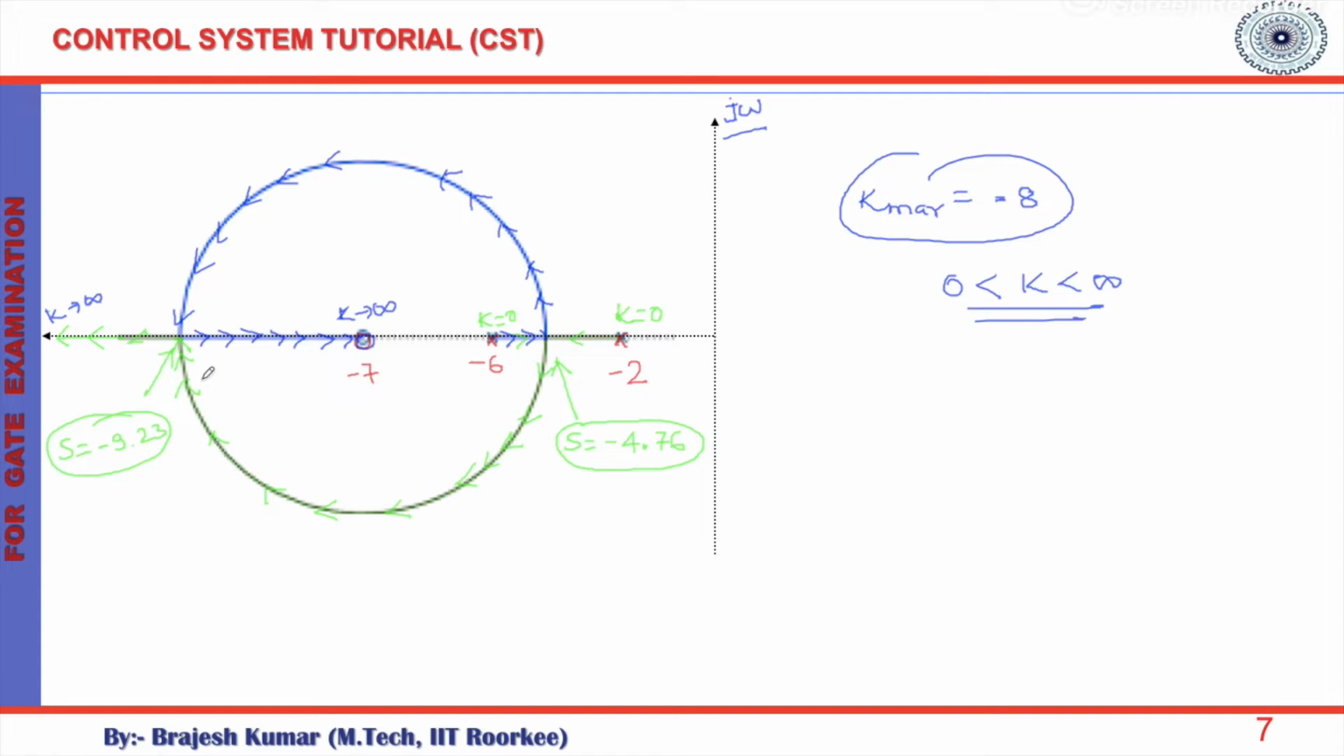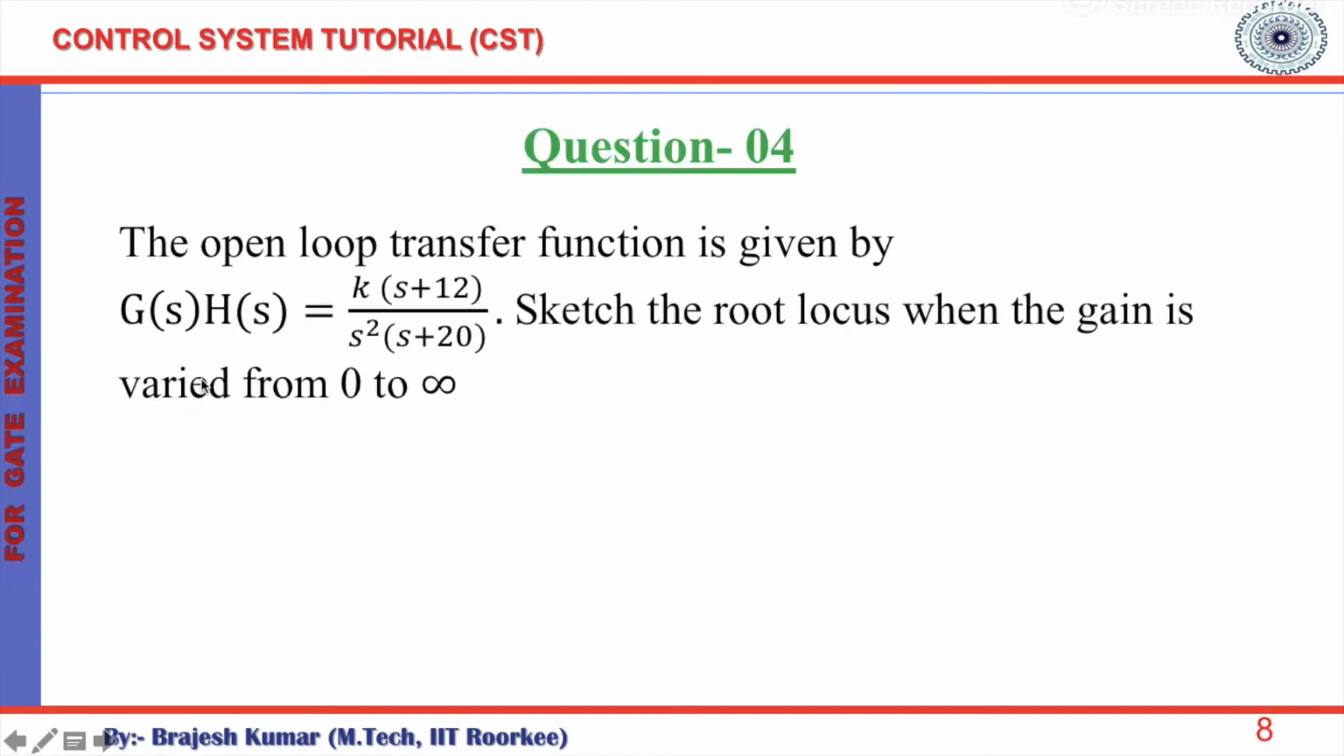Now coming to question number 4. Question number 4 says that the open loop transfer function is given by k into s plus 12 divided by s square, multiplied by s plus 20. S square signifies we have two poles at origin. Clear? Draw the root locus when the gain varies from 0 to infinity. Once again, we are asked to draw the root locus when the value of k is 0 to infinity. It means direct root locus.